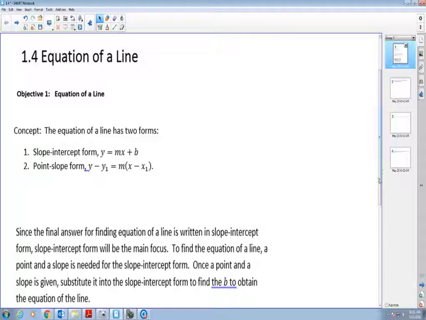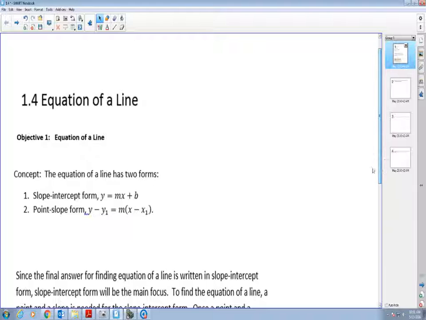Welcome to Calculus 1 class. Today we're going to review what we call the equation of a line. The equation of a line has two forms: the slope-intercept form, called y equals mx plus b, and the point-slope form.